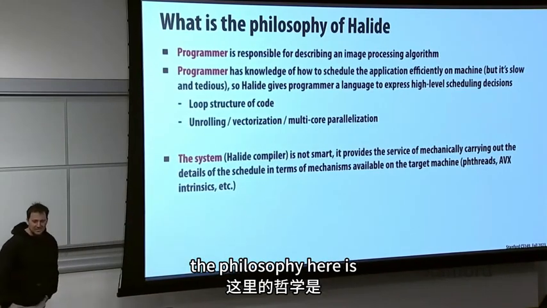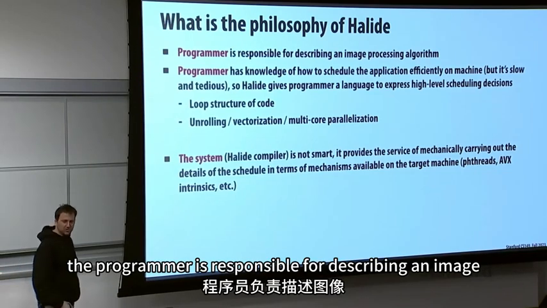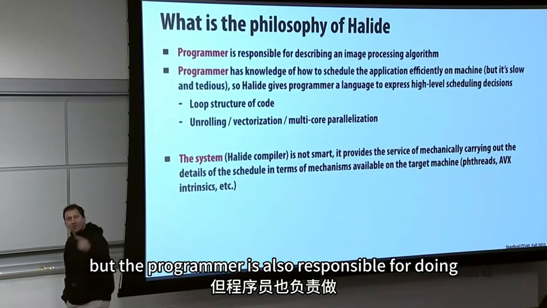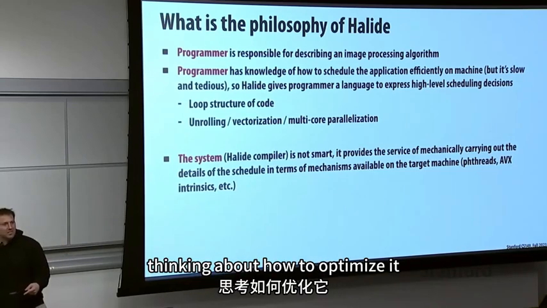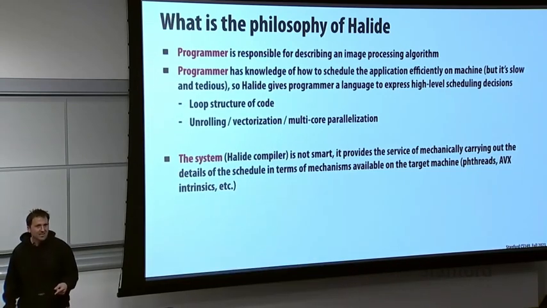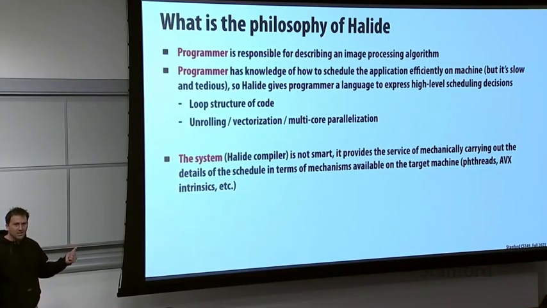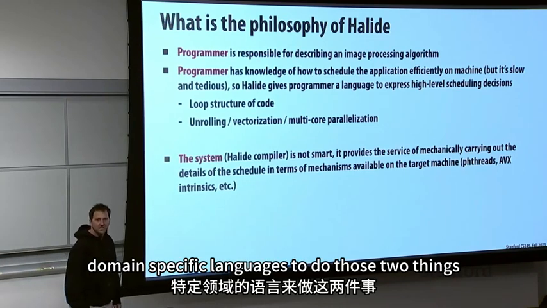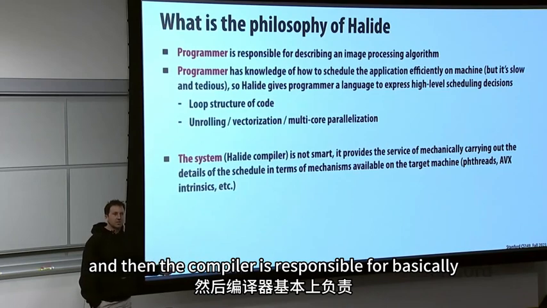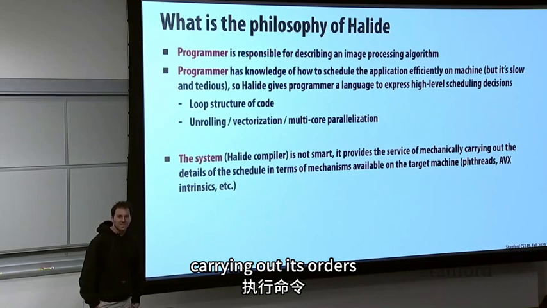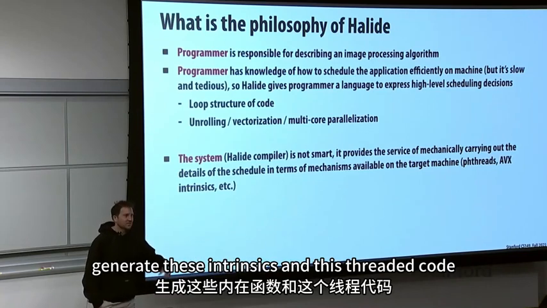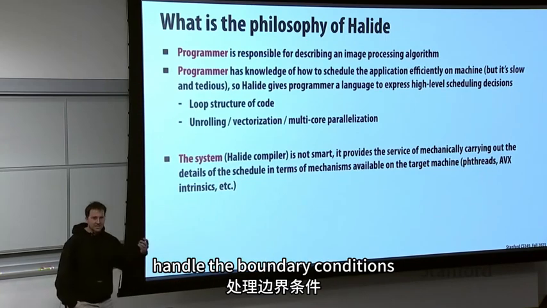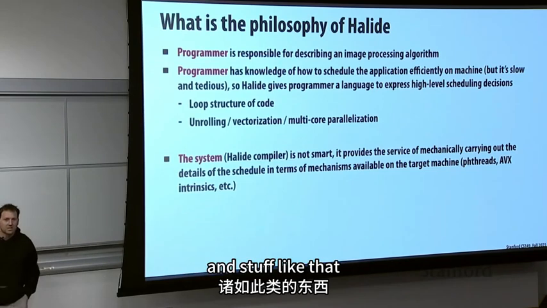The philosophy here is the programmer is responsible for describing an image processing pipeline. That's the algorithm. But the programmer is also responsible for doing all the conceptual thinking about how to optimize it. And that's the schedule. And there's like kind of 2 cooperating domain-specific languages to do those 2 things. And then the compiler is responsible for basically carrying out its orders. If you're on ARM, generate these intrinsics and this threaded code. If you're on x86, do this. Handle the boundary conditions and the allocations appropriately and stuff like that.